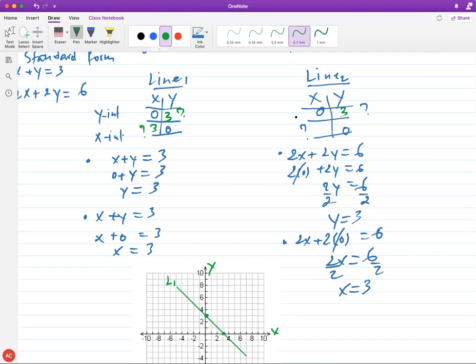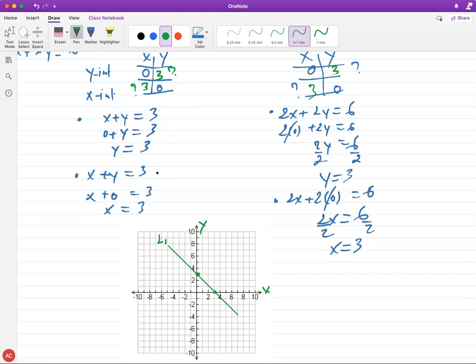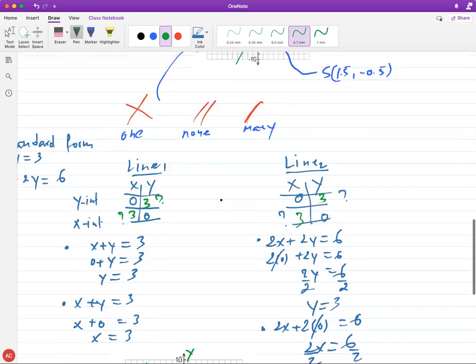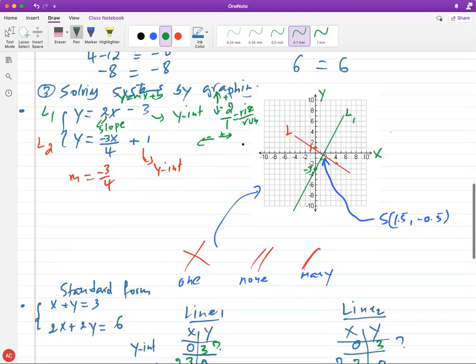It's going to be graphed with many solutions. Exactly, because it looks like it's the same points. The line is going to overlap. That's right. The line is going to overlap. It's going to be the same line. Therefore, we have many solutions. That's exactly the point I was trying to make here.